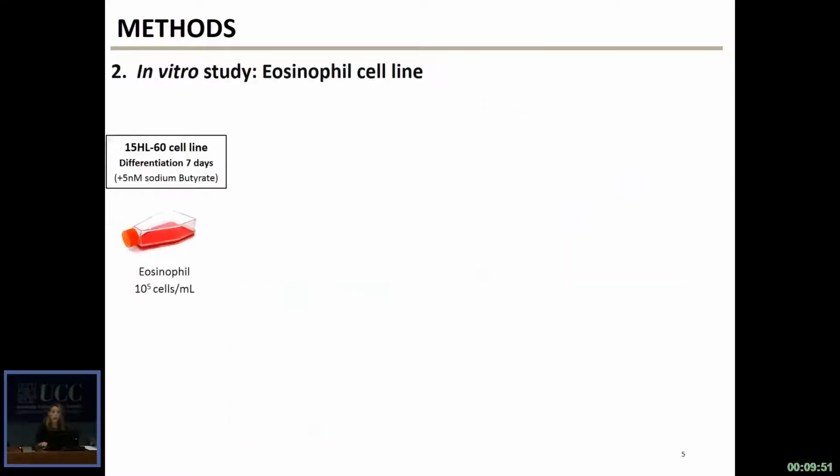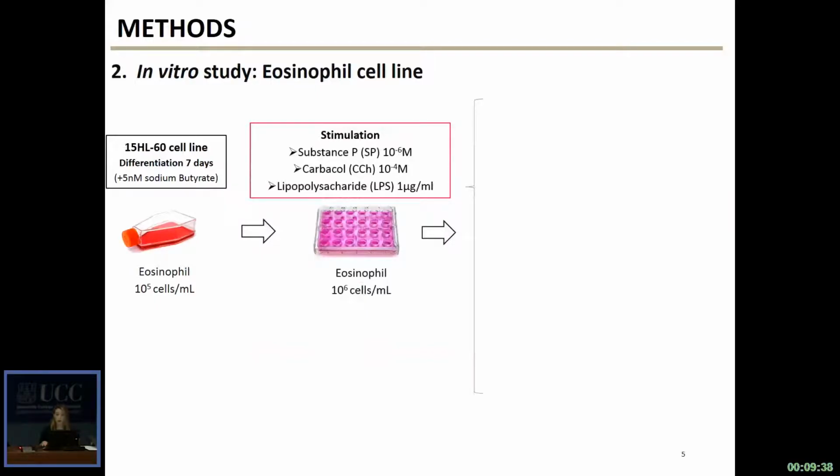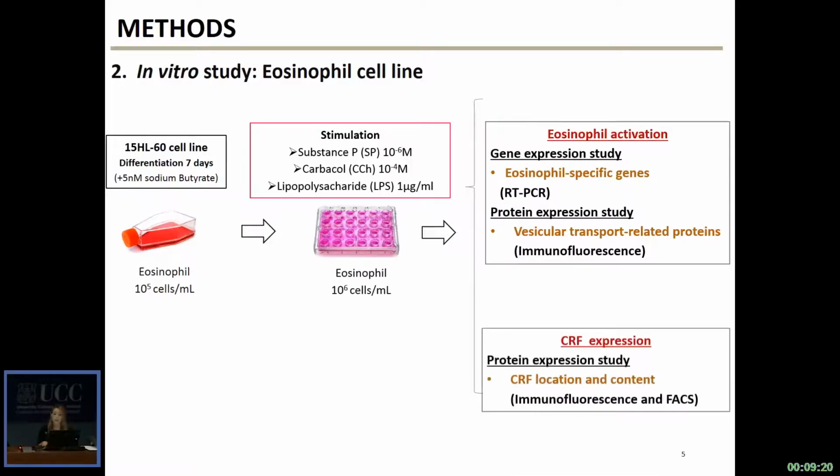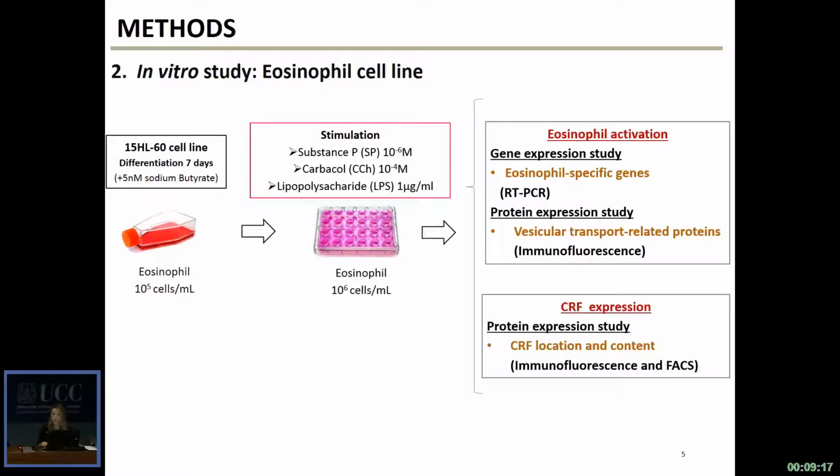To evaluate eosinophil response to neuropeptide, we employed the eosinophilic cell line HL-60 clone 15. This cell line, after differentiation with sodium butyrate, was stimulated with substance P, or with carbachol, that is an analog of acetylcholine, or with LPS as a control of non-neuropeptide, and processed for the analysis of eosinophil activation by gene expression for eosinophil-specific genes, and for the evaluation of secretory activity by immunofluorescence. CRF location and content were evaluated by immunofluorescence and FACS.